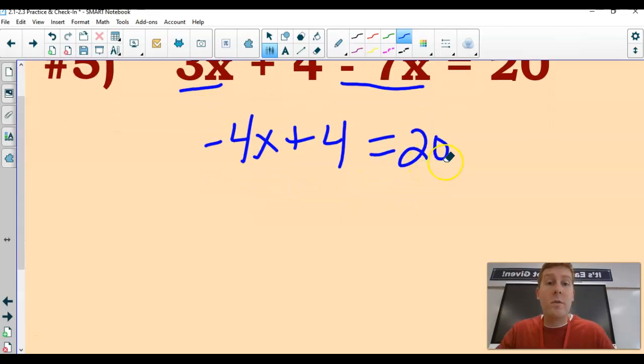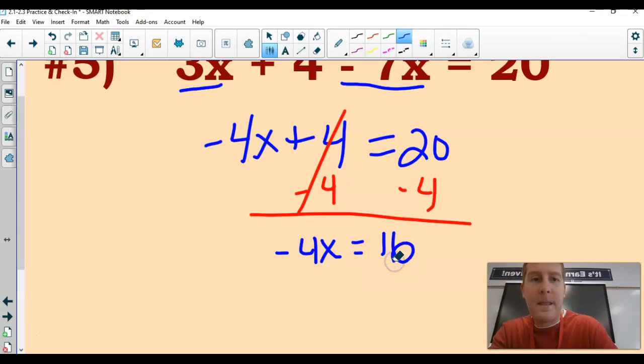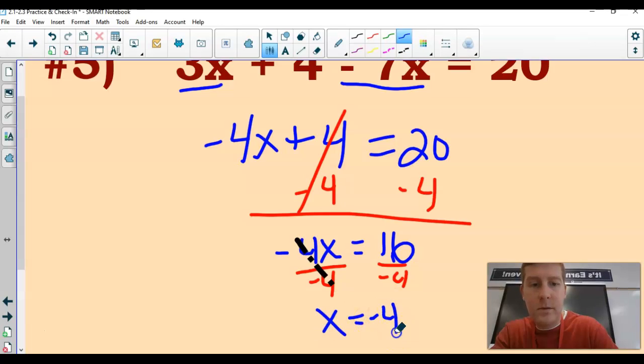Our first step, we want to undo the addition first. So we're going to subtract 4 from both sides. Okay. So my 4's will cancel out. We're left with negative 4x equals 16. Let's divide now both sides by negative 4. Because negative 4 is being multiplied by x. Again, the opposite of multiplying, or the inverse of multiplying, is to divide. So that means we're left with x is going to equal negative 4.